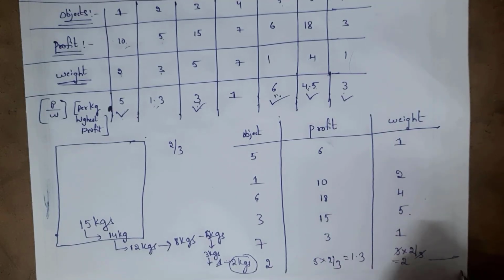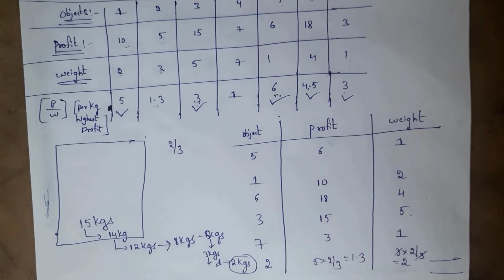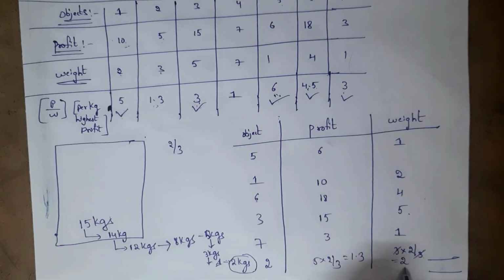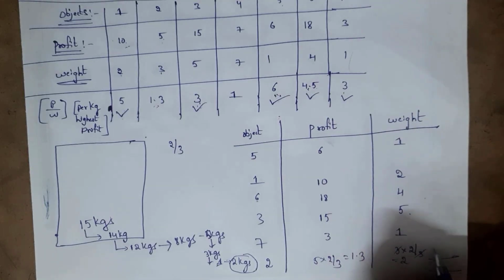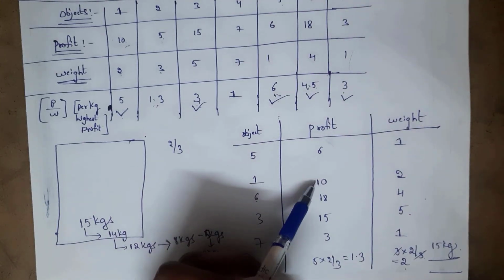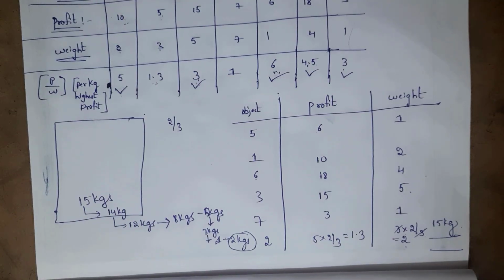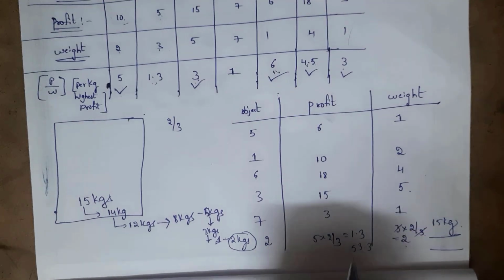We should get 15. 2 plus 1 is 3, 3 plus 4 is 7, 7 plus 5 is 12, 12 plus 1 is 13, 13 plus 2, that is 15. Total 15 kgs. Now we need to calculate profit. That is 10 plus 6 is 16, 16 plus 18 is 34, 34 plus 15 is 49, 49 plus 3 is 52, 52 plus 1.3, that is 53.3. This is the total profit.